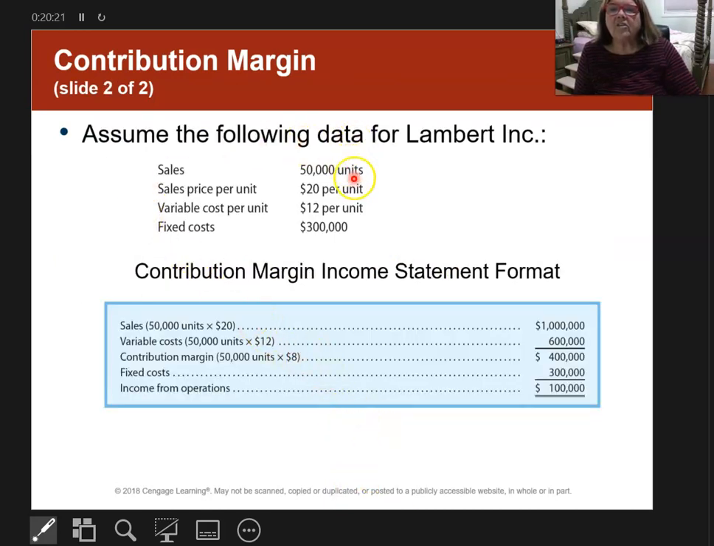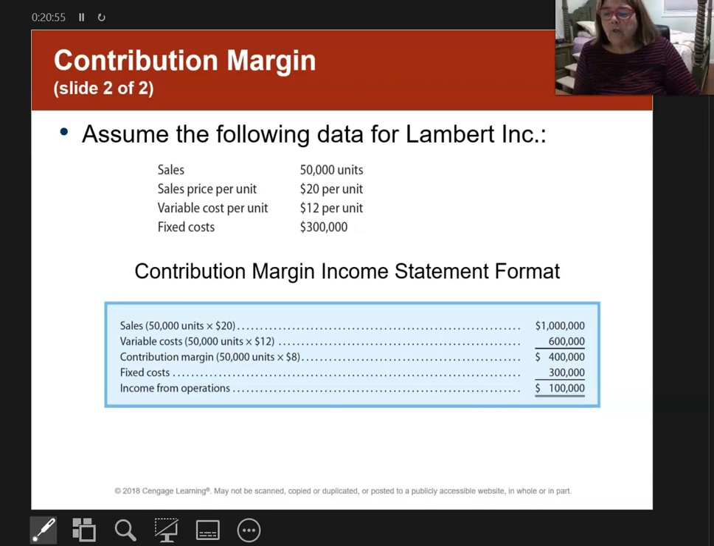So here we go. Here's my sales price per unit, my variable cost per unit, and my fixed cost. So here's my contribution margin: 20 minus 12 is $8 per unit times my 50,000 units. And then I subtract my fixed cost. Remember, fixed costs are always a whole dollar amount like this. And then I'm going to have income from operations of 100,000. So this is contribution margin, CM. This is a formula you need to know.